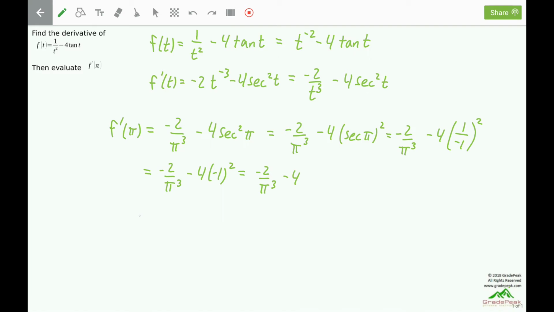Now we can put this over a common denominator as a possibility, and another optional way to write it by multiplying the second term by pi cubed over pi cubed. We will then have negative 2 minus 4 pi cubed, all of it over the common denominator of pi cubed. There's an optional way to write that same answer.